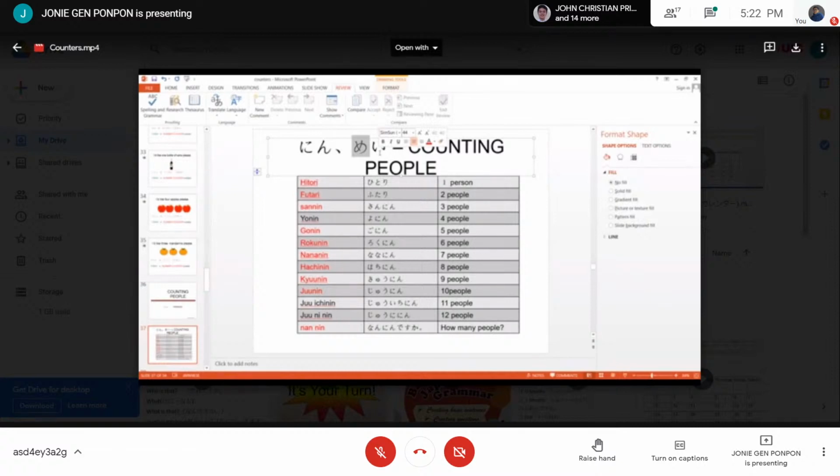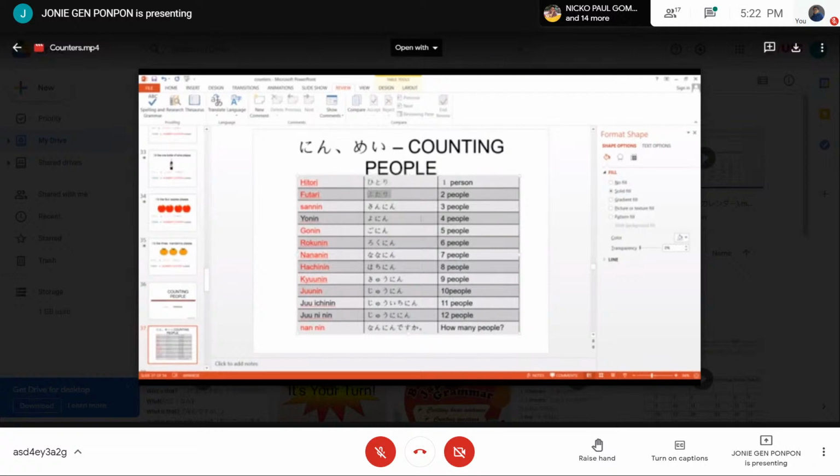Okay, but in the suffix nin, the one person is not ichinin, but hitori. Okay, the 1 and 2 persons are exempted. So for 1 person, that is hitori. And then for 2 people, futari. Then from 3 up to kung ilang tao na, that will be the suffix nin. Okay, you will use now the suffix nin.